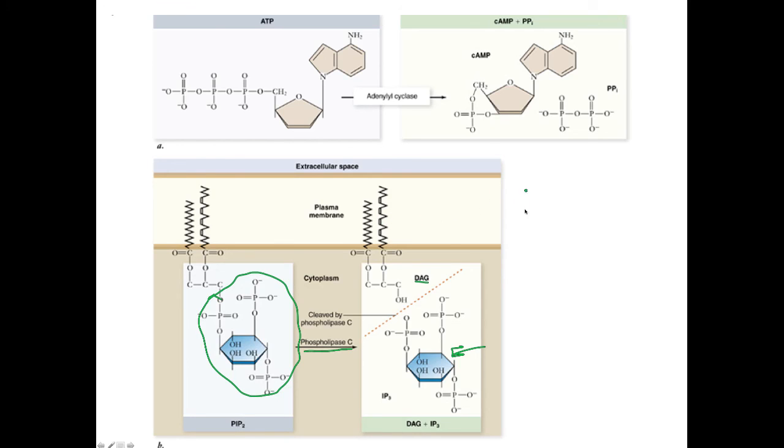So we'll talk about what happens to this second messenger, cyclic AMP, and we'll talk about what happens to IP3 and DAG in just a bit more detail in the next part of this lecture.